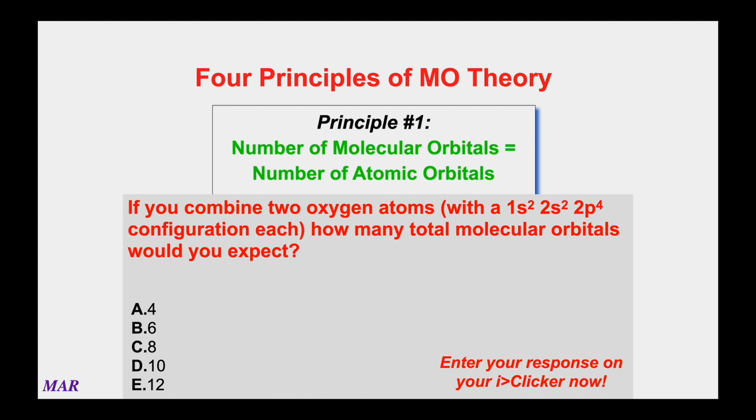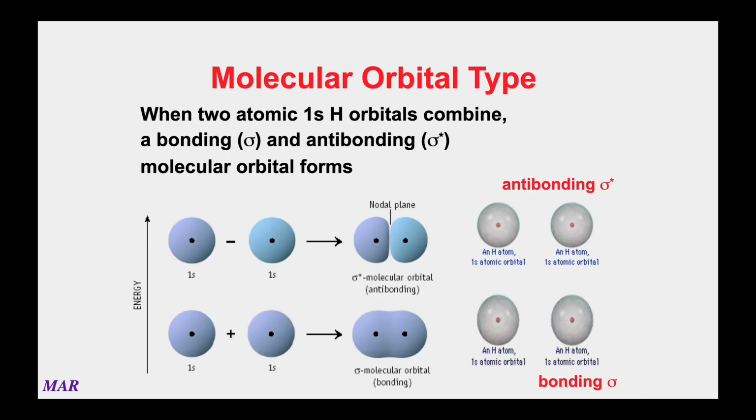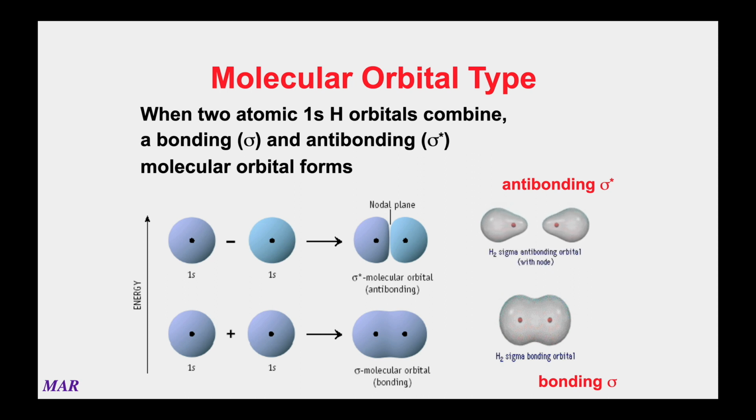So that means that each oxygen has 1 plus 1 plus 3, or 5 atomic orbitals. Since there are 2 oxygen atoms, there's going to be a total of 10 atomic orbitals. Atomic orbitals equals molecular orbitals, so there should be 10 molecular orbitals. All right. So oxygen has a 1s, a 2s, a 2px, a 2py, and a 2pz. So 5 orbitals total times 2, 10 molecular orbitals in O2. The bonding molecular orbital has greater electron density in the bond region. The antibonding molecular orbital has reduced electron density in the internuclear region.